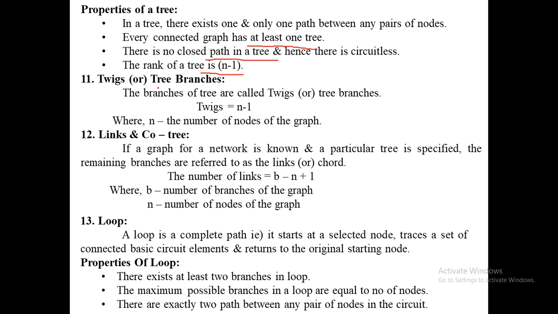Next, twigs. Twigs are also called tree branches. The number of tree branches can be calculated by the same n minus 1, because the branches of the tree are called twigs. Next one is the links, or co-tree. The remaining branches of the graph are called links or co-tree branches. The number of links is calculated by b minus n plus 1, where b is the number of branches of the graph and n is the number of nodes of the graph.